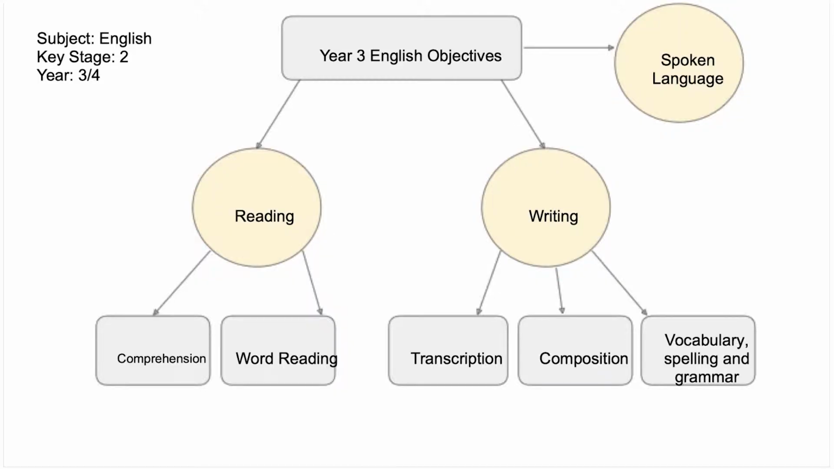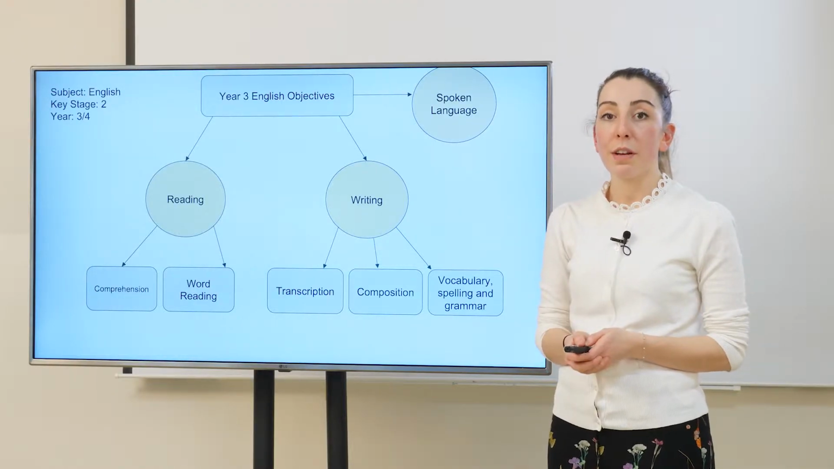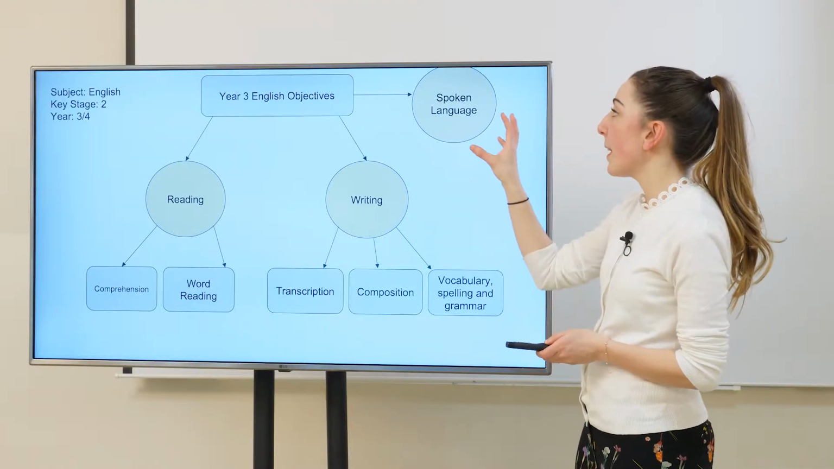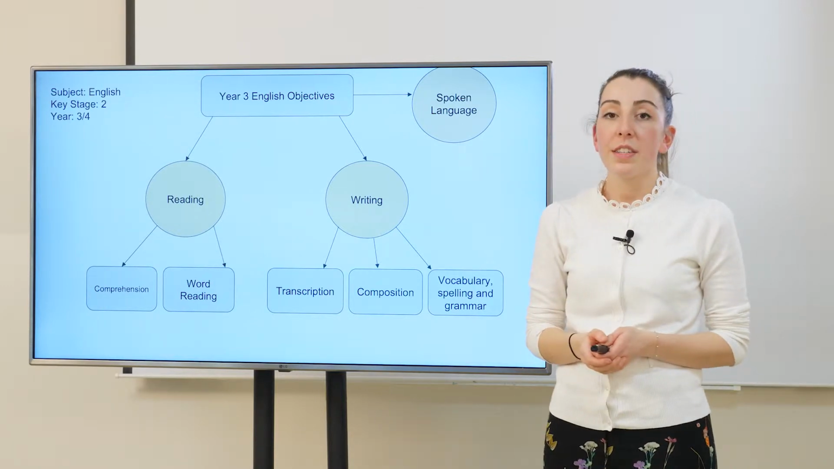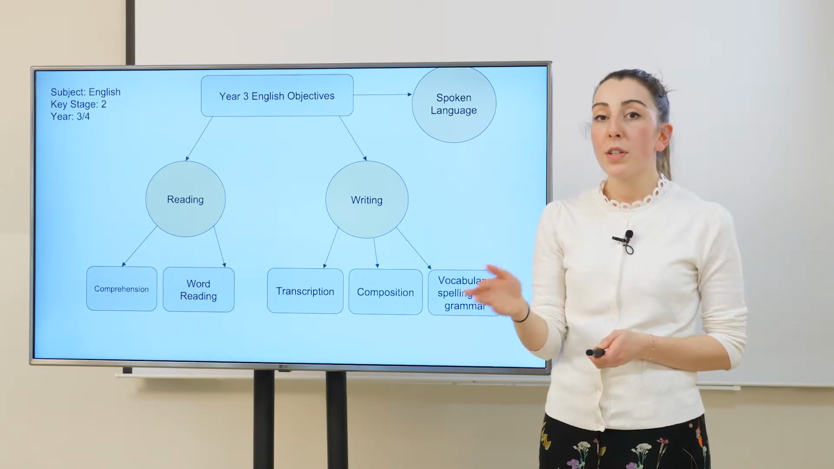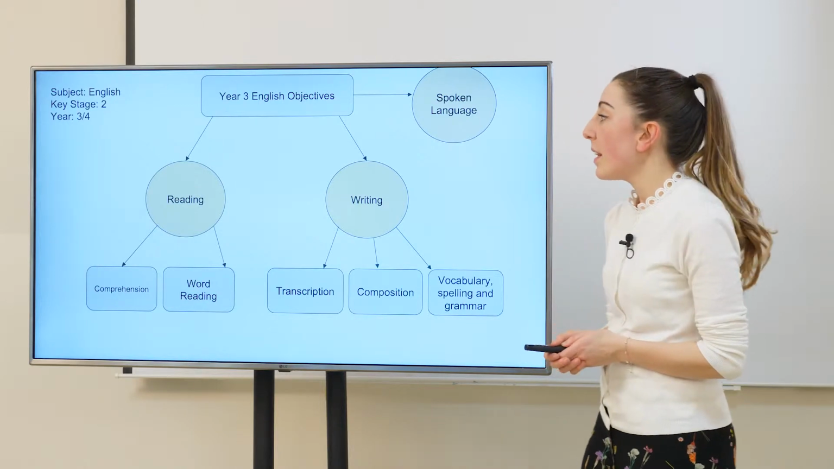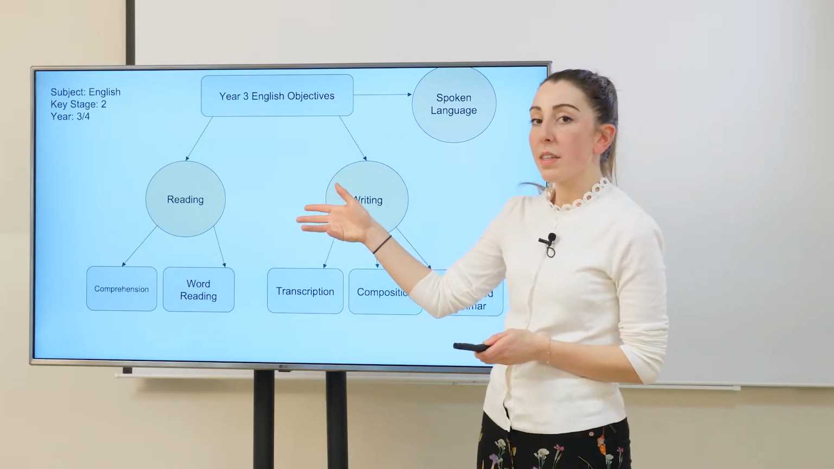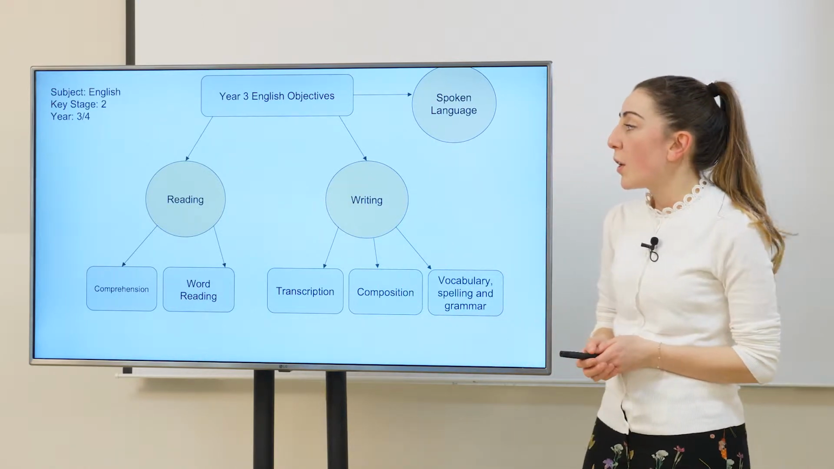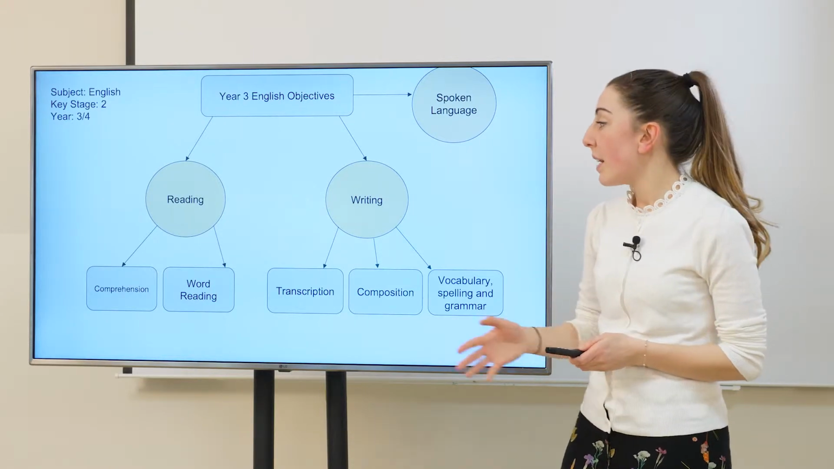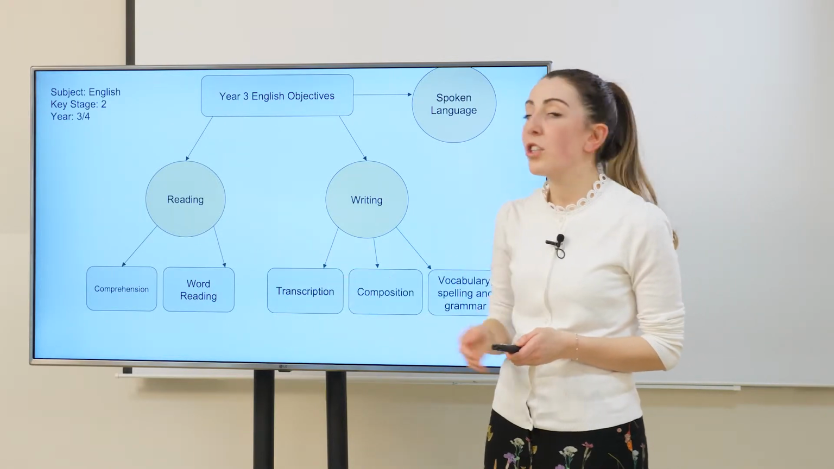So, English objectives. I mentioned before how Year 3, if we're focusing on Year 3 for this session, have spoken language objectives that are the same from Year 1 all the way through to Year 6. Then they have something called reading objectives and writing objectives. Reading objectives are then broken down again into word reading and comprehension.